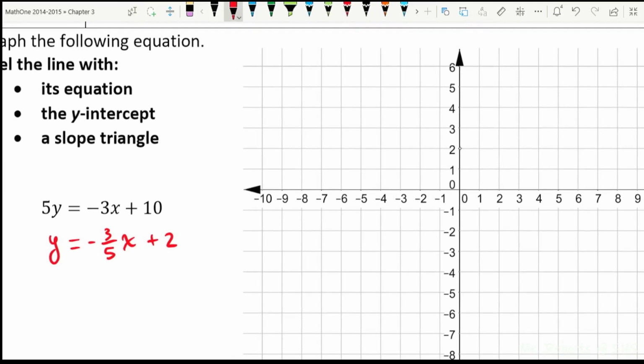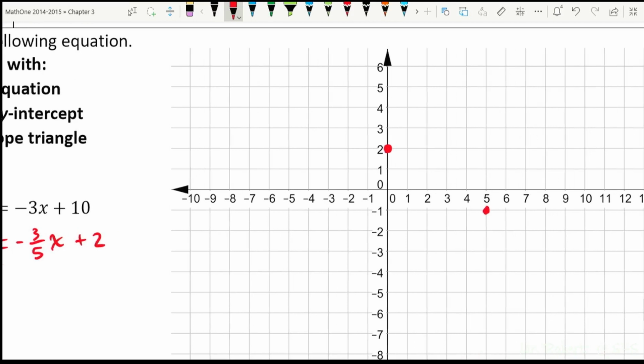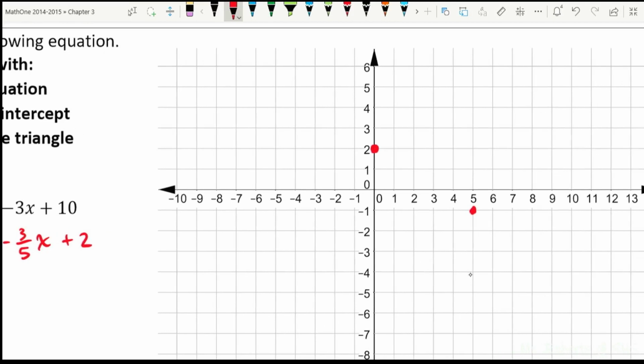So I've got a y-intercept at 2, right? If I put 0 into this equation, it gives me 2. And it has a slope pattern of down 3 (1, 2, 3), over 5 (1, 2, 3, 4, 5). So if I was to put 5 into this equation, it would say -1, and I can see that, right? If x is 5, that would give me an answer of -1. Down 3, over 5.